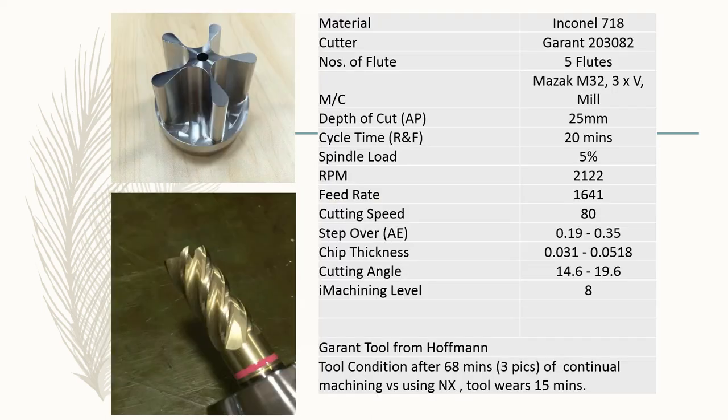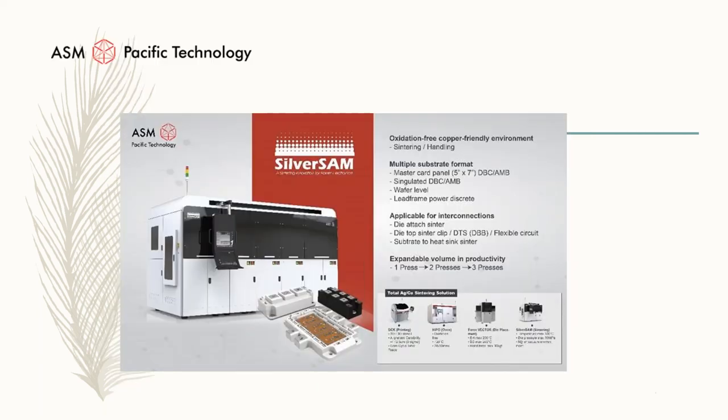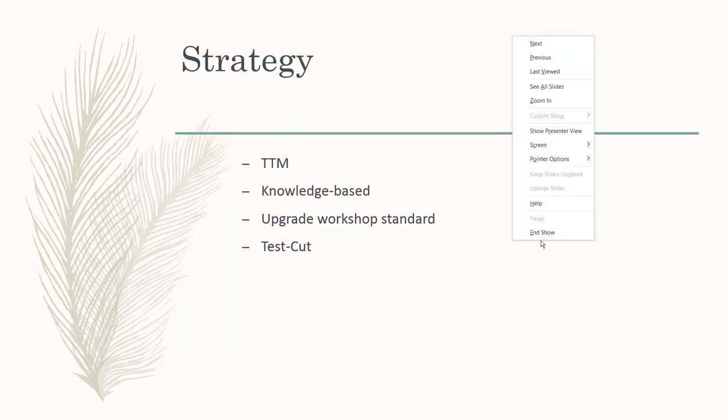The Inconel: you look at this part, we just did a sample part. 68 minutes, 3 pieces continuous. They were wearing the tools out in 15 minutes. You look at the tool, it is completely sharp even after 1 hour. Same machine, same part, same tool. So what does it show? It shows that we are, without doubt, superior technology. This is a well-known case. This is a very big American company.